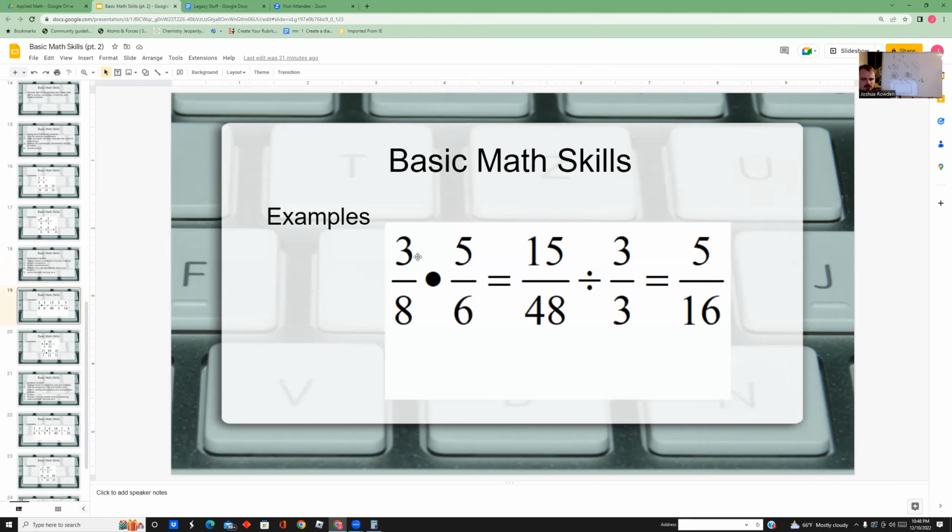So look at this. How do you do 3 over 8 times 5 over 6? Well, this is going to be fairly simple. We're just going to do 3 times 5 is 15. 8 times 6 is 48. But this can be reduced. So that's what's going on with this step. 15 can be reduced by what? Well, it can be reduced by 3. So if you divide by 3, it becomes 5. And then 48 can also be reduced by 3. So 48 divided by 3 becomes 16. Let me actually show you a different way to do this.